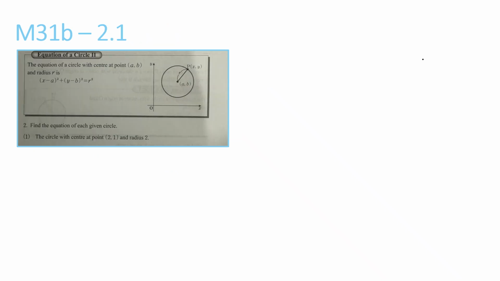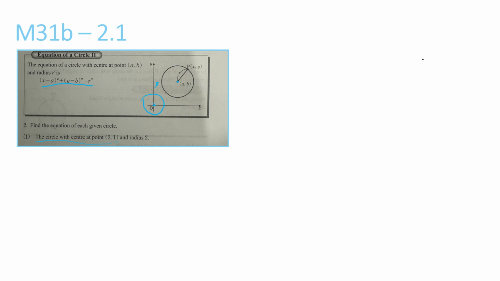So this is the second circle formula, and it's assuming that the midpoint, so the center of the circle, isn't at the origin. So it's not like this anymore. It's been translated or transformed up to there. This is the formula: x minus a squared plus y minus b squared equals r squared. So the circle was center at point 2, 1 and radius 2.